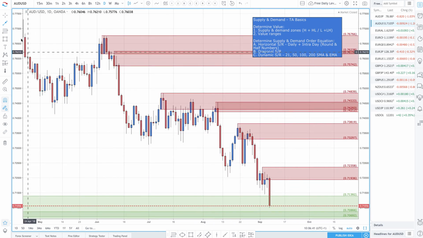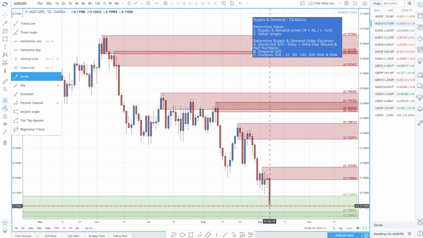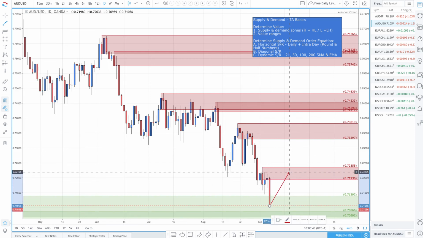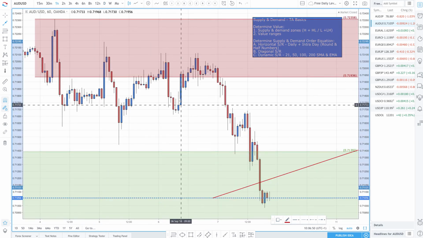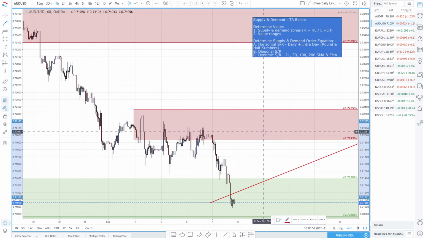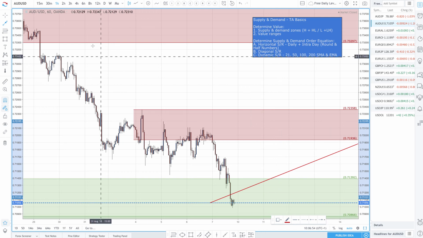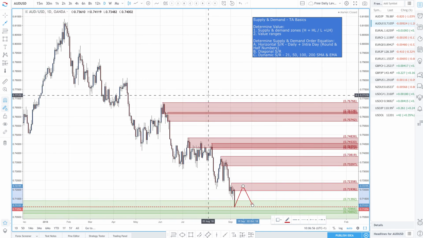But if you do want to continue getting short, then you're looking at this area to try and get short. And again, this is what it looks like on a lower time frame chart. Be looking to try and take advantage of that daily supply zone there.